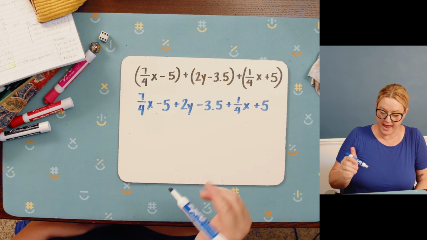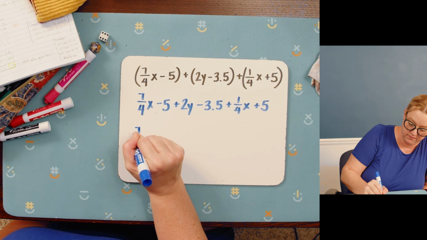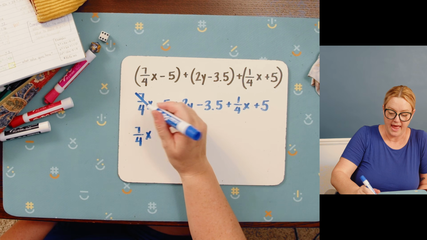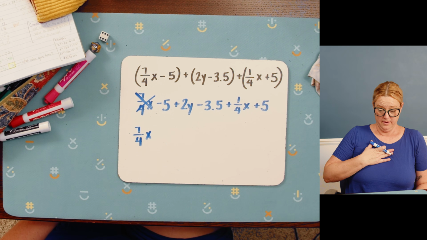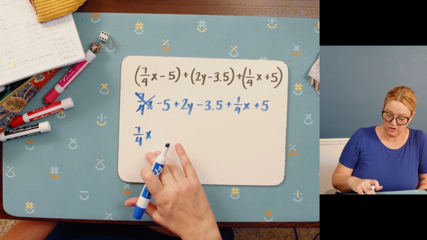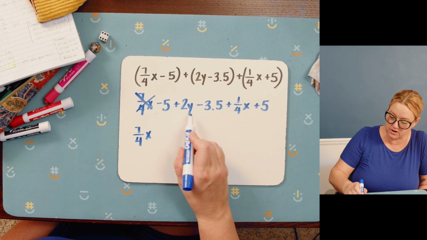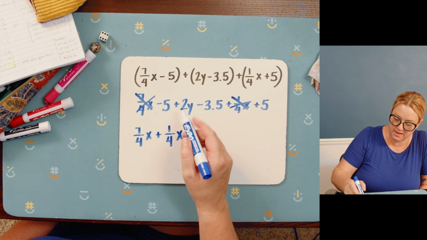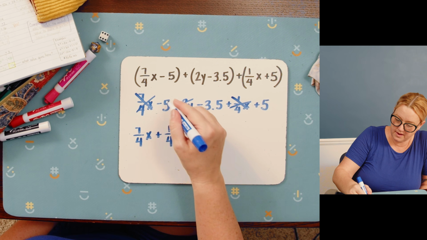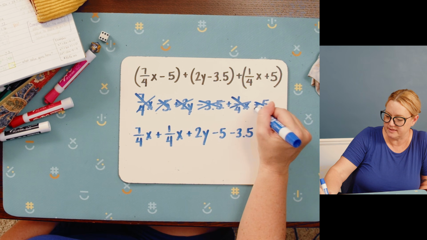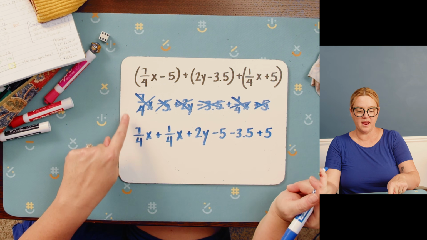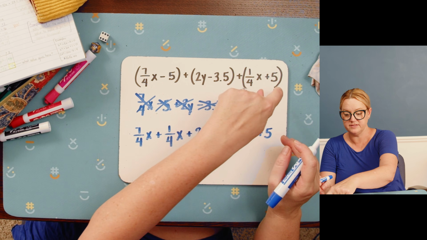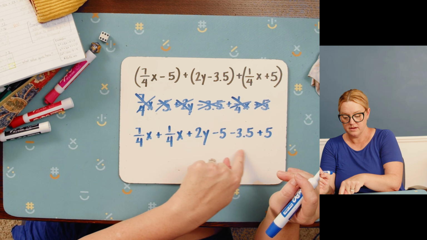So I'm going to start with my x's. I'm just going to leave this 7/4 x here by itself, and I got that one. I'm going to cross them off as I write them down because I want to make sure I get all of my terms down here. And then no x, no x, no x, there's an x. So plus 1/4 x, okay? And then I've got my plus 2y, and then I have minus 5 and plus 5. So I brought everything down. I've got everything that I had in my original one, right? We've got 1, 2, 3, 4, 5, 6 terms, and I've still got 6 terms.